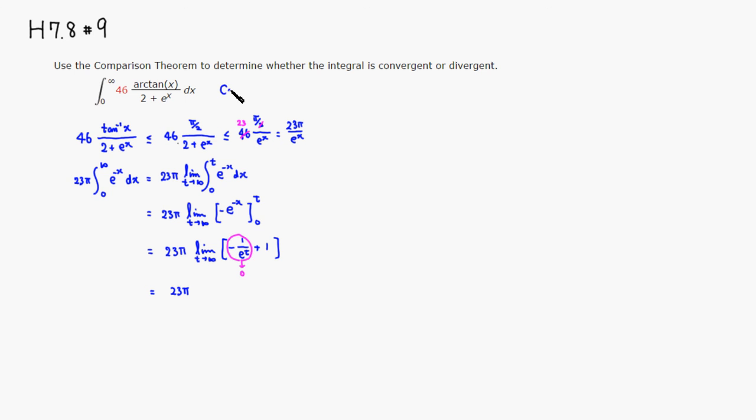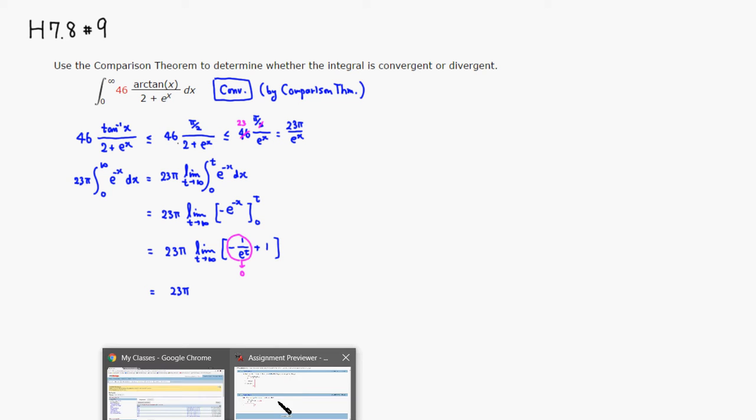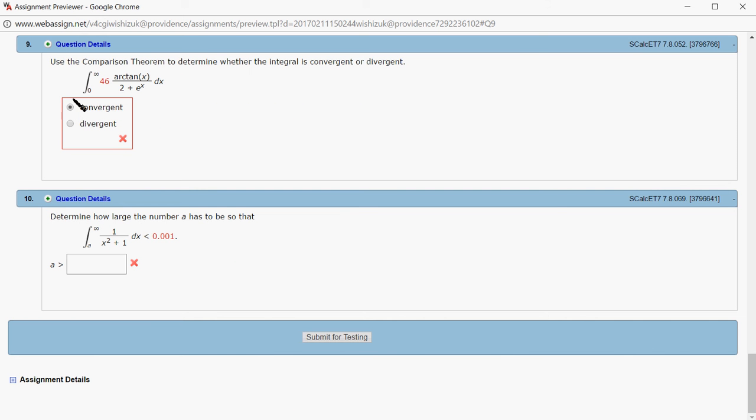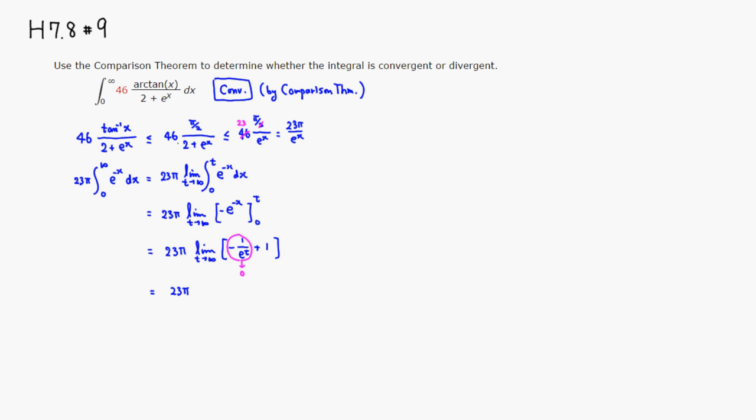So this is going to be convergent by the comparison test. I guess they call it the comparison theorem. Alright, let's double check and go here, and it's going to be convergent. Submit for testing. It came back and looks like we got this one correctly. That's it. I hope that this was clear.